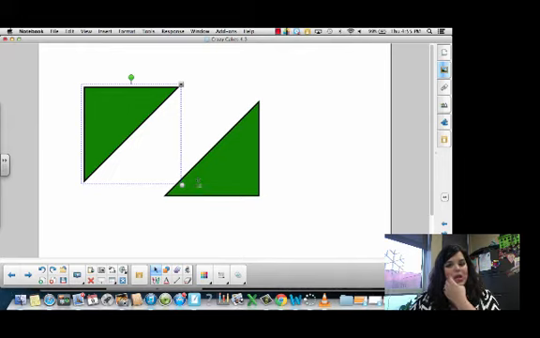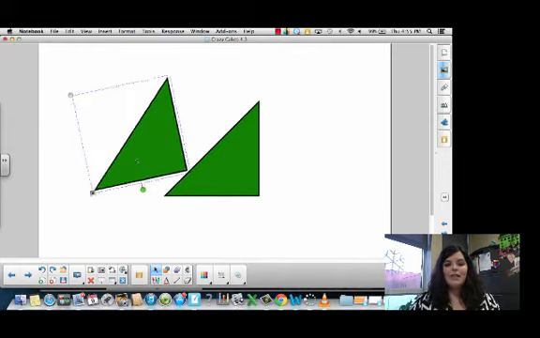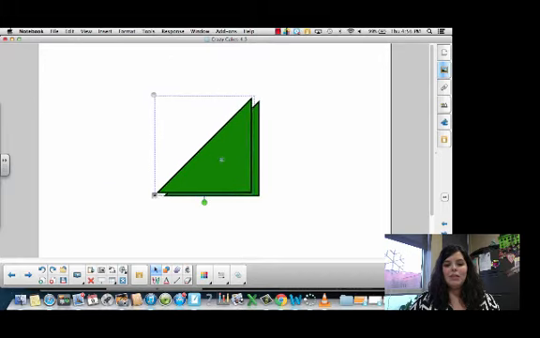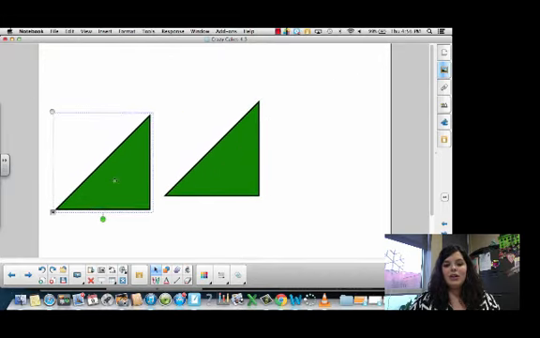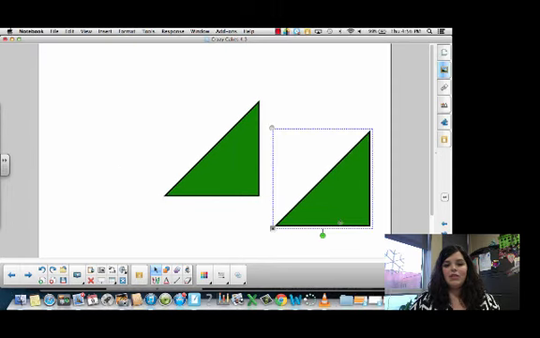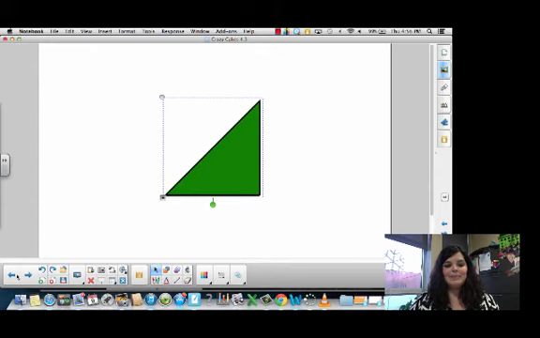One is just turned. And finally, I have the slide. The slide, I'm going to keep the actual shape still on the paper, and I can slide it in any direction. And these shapes are still congruent. Same shape, same area, congruent.